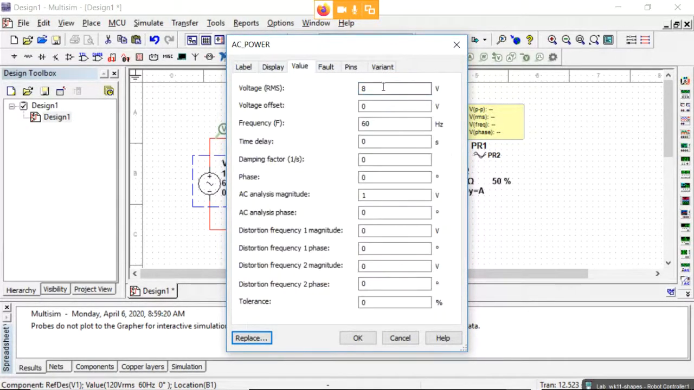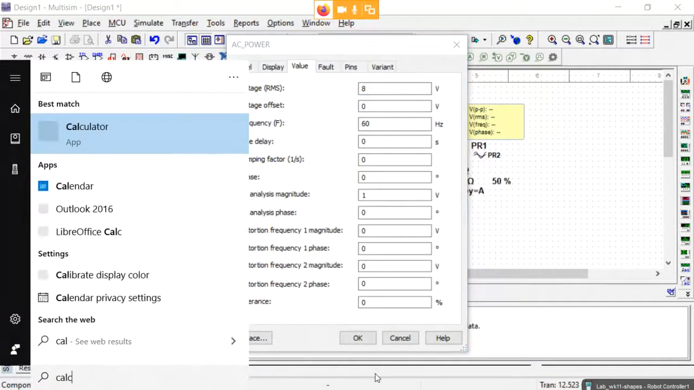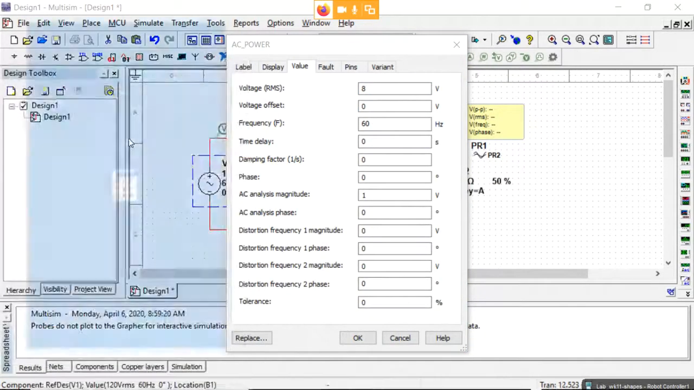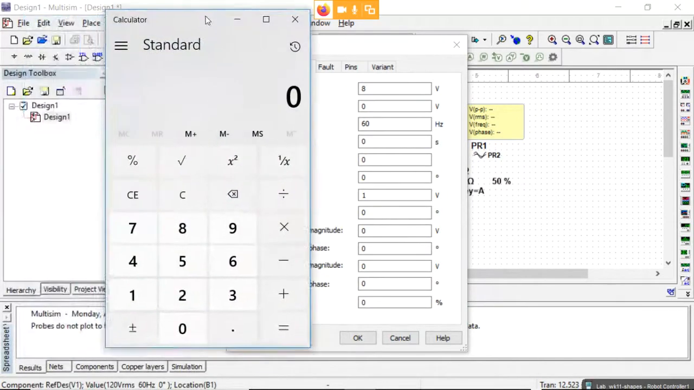Let's see, 8 volts peak to peak. And this is 8 volts RMS here. And so what we have to do is calculate that. So open up our calculator, and we have 8 volts peak to peak divided by 2, which gives me 4 volts peak.